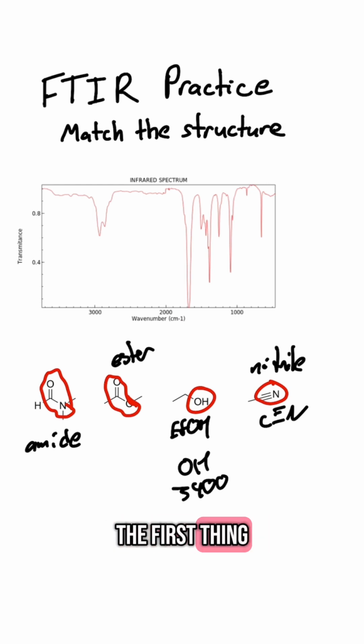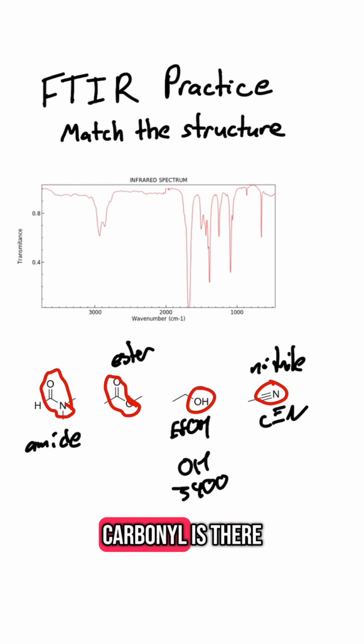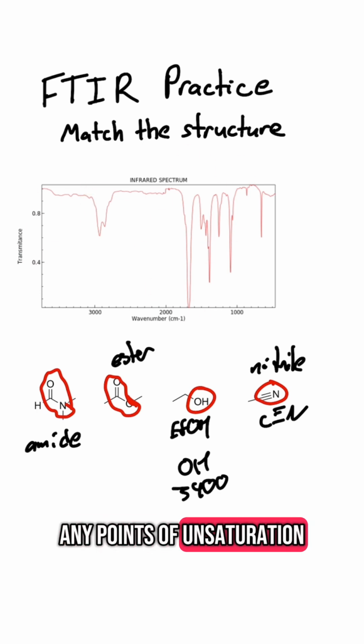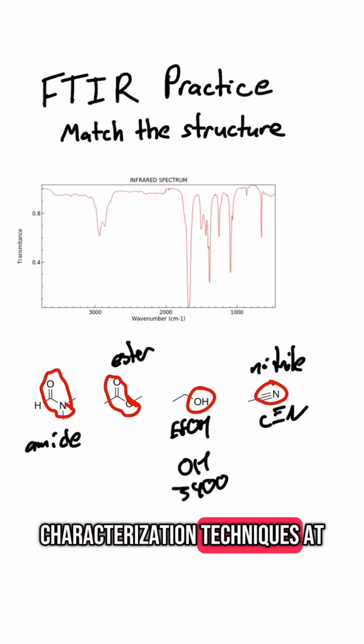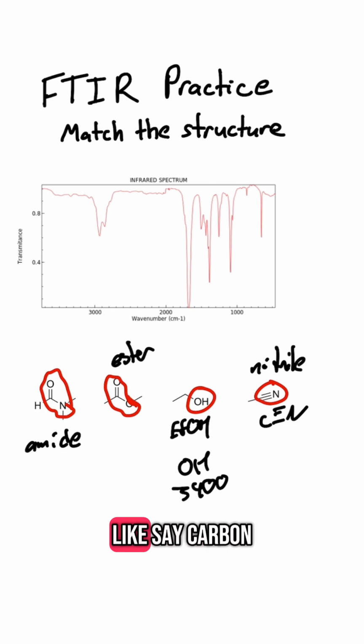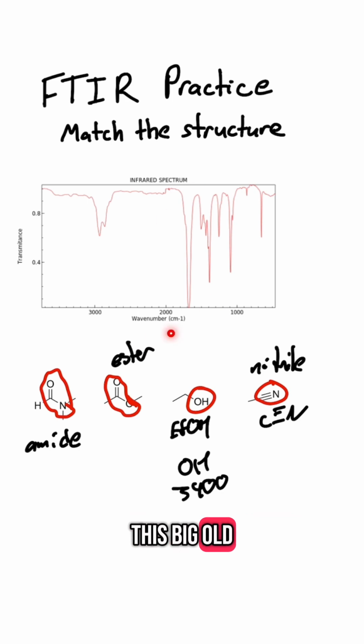And honestly, that's the first thing I look for when I'm doing FTIRs. I go, is there something hydrogen bonding right here? Is there a carbonyl? Are there any points of unsaturation? And then I go from there and see if there are any other characterization techniques that might help me figure that out, like say carbon or proton NMR. So based off this big old stretch, it is one of these two molecules. Well, which one? And that's where it gets a little tricky.